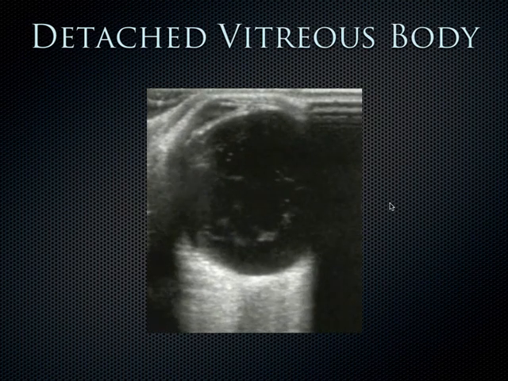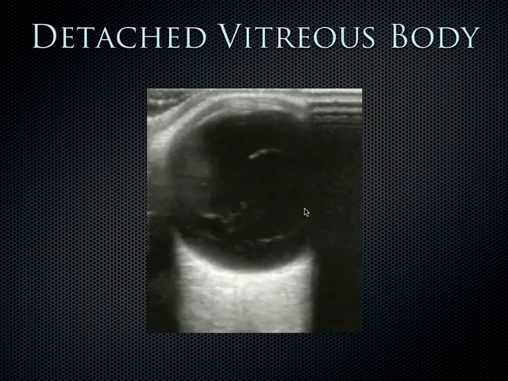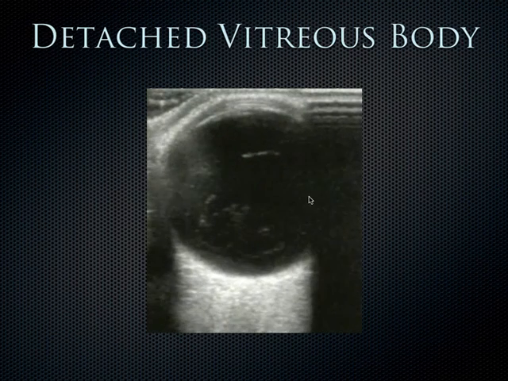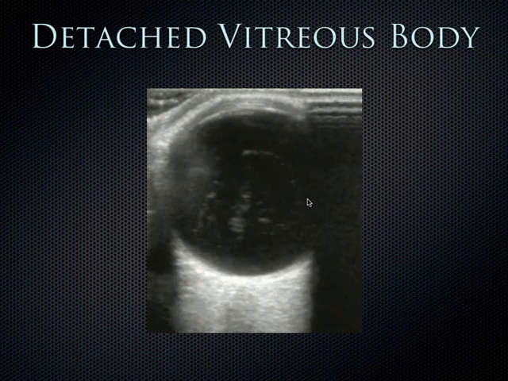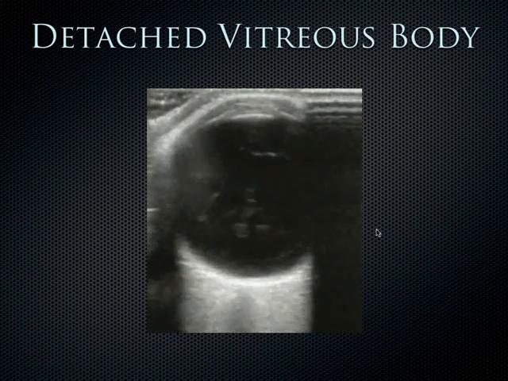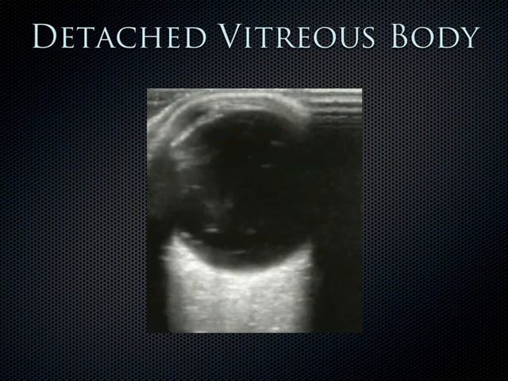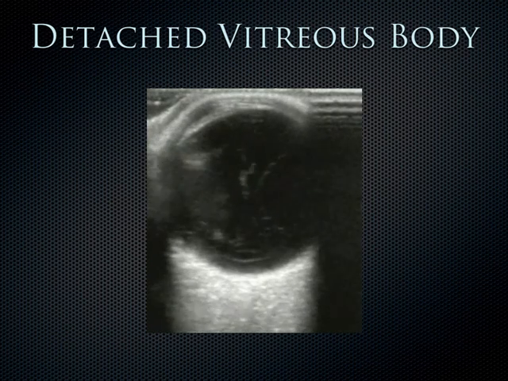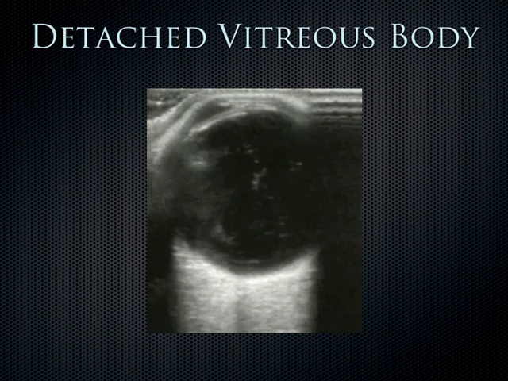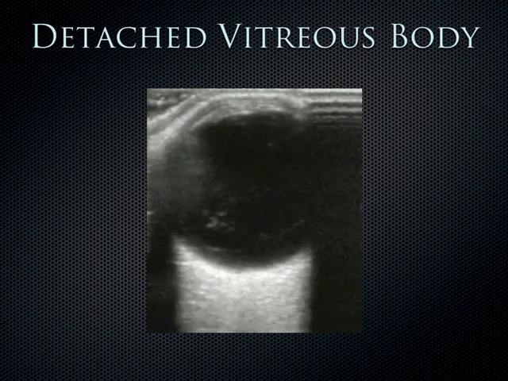And as the patient looks left and looks right during the kinetic exam, you can see that it looks like clothes in a dryer. That's what a detached vitreous body looks like, especially if you overgain the image a little bit. As the patient looks around, it kind of looks like clothes tumbling around in a dryer. And that's another way to differentiate a detached vitreous body from the tethered membrane appearance of a retinal detachment.